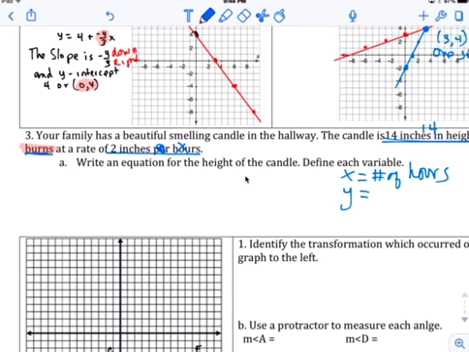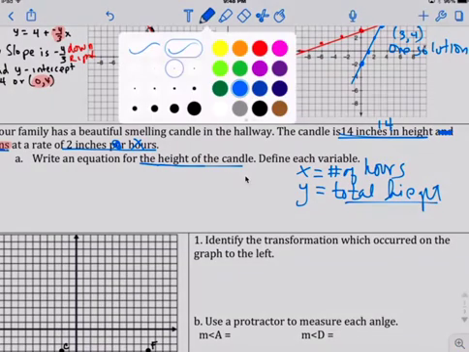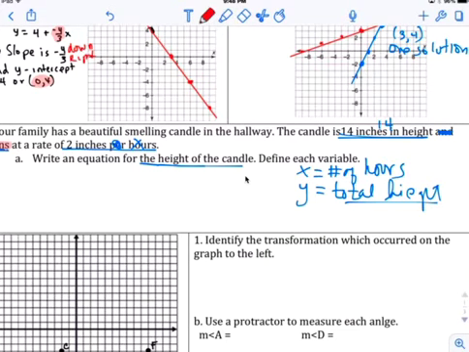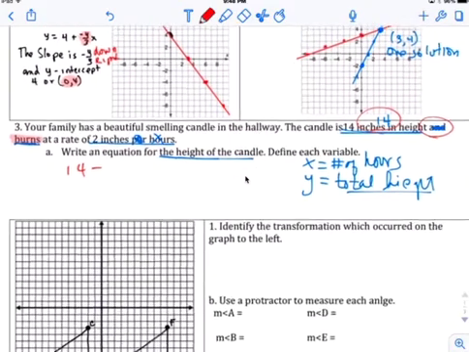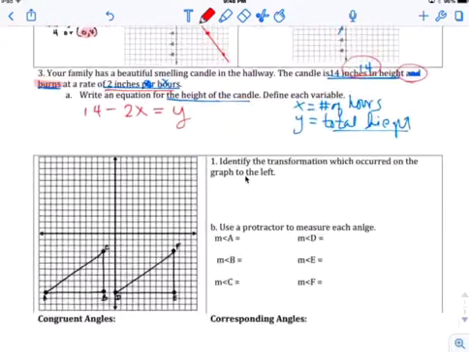Y means the total height of the candle. Write an equation for the height of the candle. That's why it's total height. Okay, so we get 18 here, minus, for burn at a rate of 2 inches, 2x per hour, equals y, the height of the candle that's left. Okay?